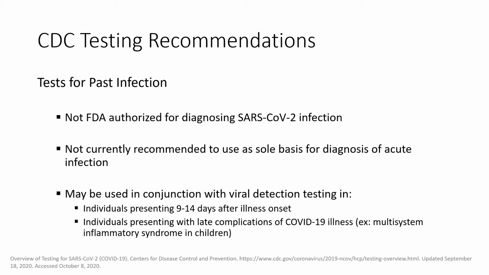These situations include individuals who present late in their illness. For individuals who present 9 to 14 days after illness onset, antibody testing may be offered in addition to a viral detection test because during this time period, the sensitivity, or a test's ability to detect true positives, is decreasing for tests for current infection, and the sensitivity of tests for past infection is increasing.